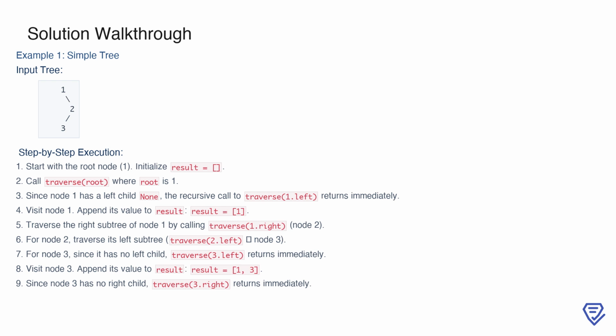At node 2, we again start by traversing its left subtree, which takes us to node 3. Node 3 has no left child, so the recursive call returns immediately. We then visit node 3 and append its value to the result list, updating it to result equals 1, 3. Finally, since node 3 has no right child, the recursive call to traverse its right subtree also returns immediately.